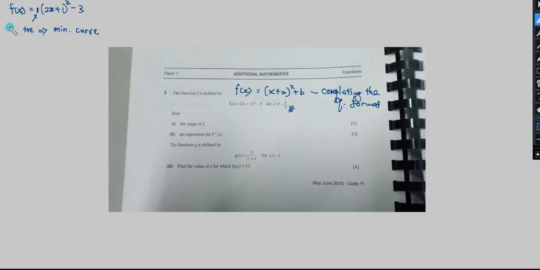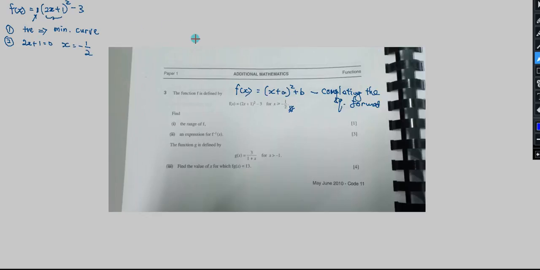That's the first piece of information that you can obtain from a function which you've already rearranged in the completing the square format. The second piece of information will be obtained from inside the square bracket. So let's make 2x plus 1 equal to 0. Therefore, x equal to minus half. Now, what is the significance of this x equal to minus half?